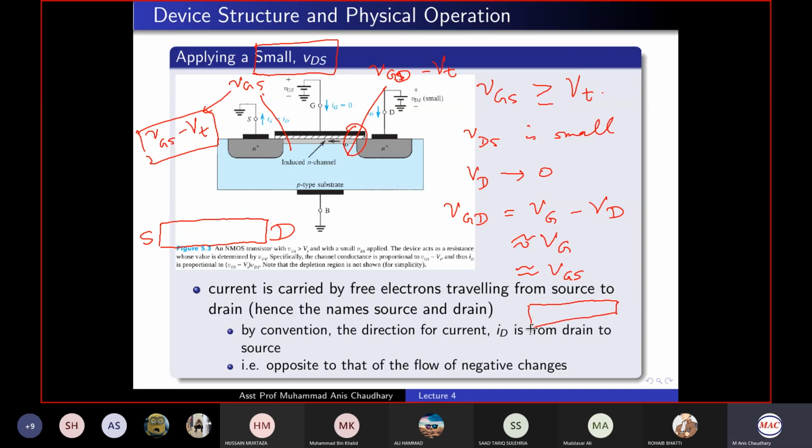So depth will be smaller at the drain end relative to that at the source end when VDS is not small. So this is called a tapered channel. For the moment, let's first work on the uniform channel. Let's first work on the uniform depth channel, and after that we will consider the more generic case of the tapered channel.